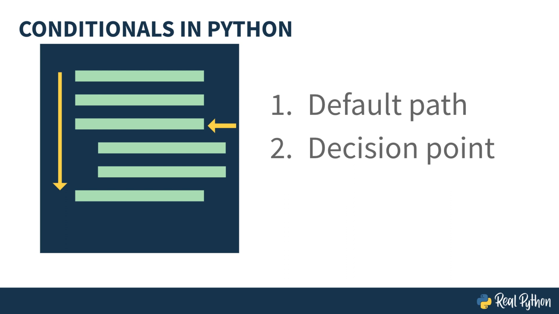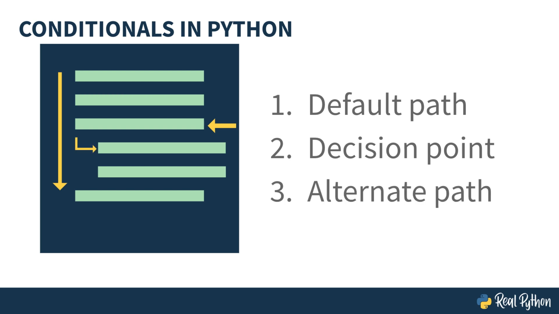A good metaphor for this is a railroad switch. So we have the main flow of this code, and then there's an alternate path. You can think of those as two parallel train tracks. And the decision point is the railroad switch, which decides which path we're going to take. So you can see we have the three key ingredients for conditional structures in Python. There's a default path, there's a decision point, and there's an alternate path. And the decision point determines whether we stay on the default path or we jump onto the alternate path. So that's the main idea behind conditionals.